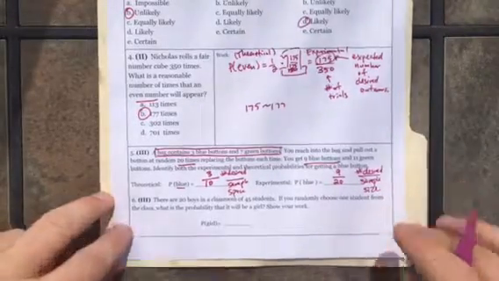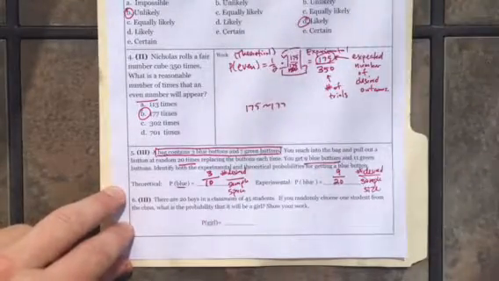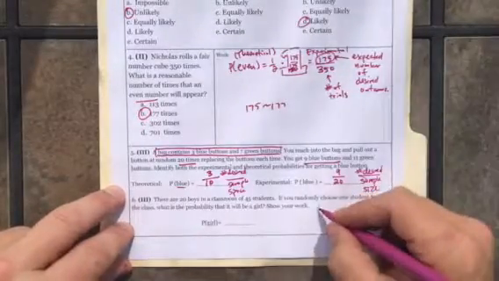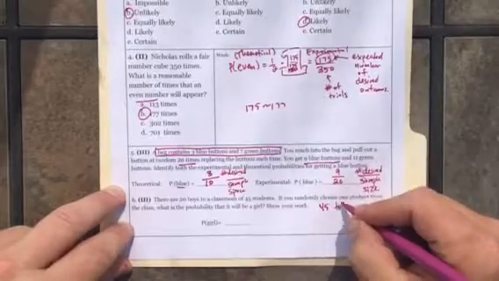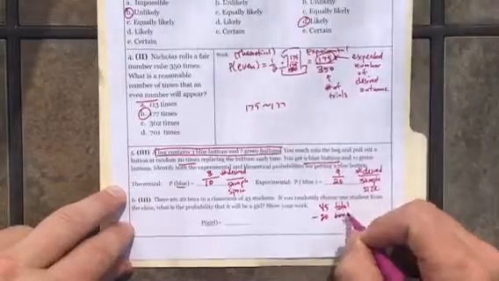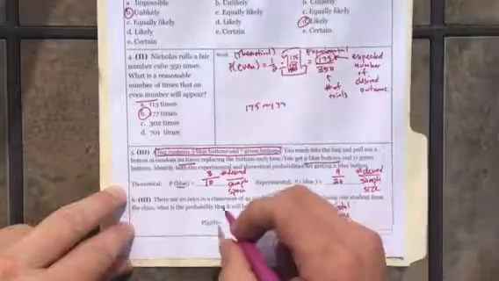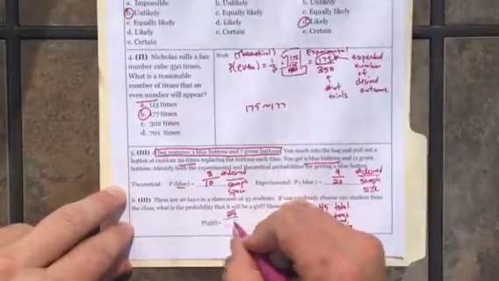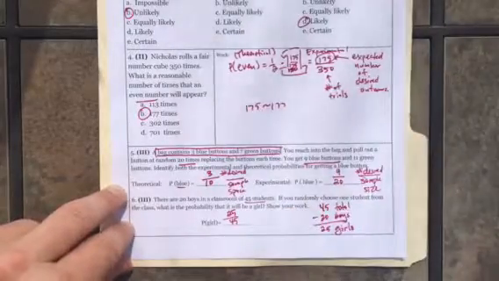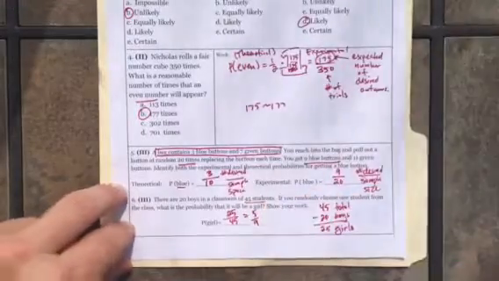Number 6, there are 20 boys in a classroom of 45 students. If you randomly choose one student from the class, what is the probability it will be a girl? Well, if I have 45 total students and I subtract 20 boys, I'm going to get 25 girls. So I know that there are 25 girls, that's my desired outcome, over a total of 45 students. So 25 over 45, which is equivalent, if you wanted to simplify, to 5/9.